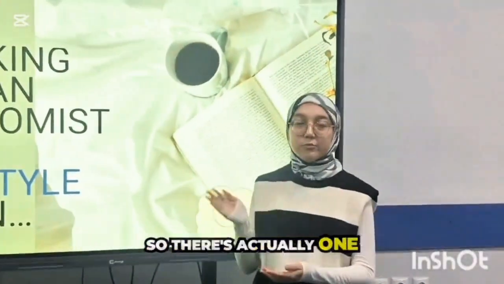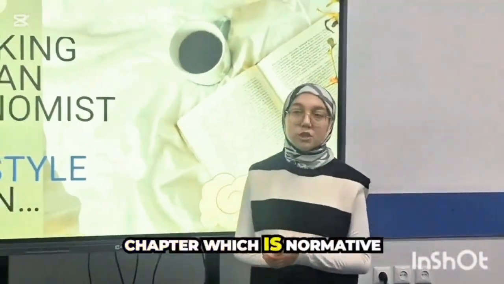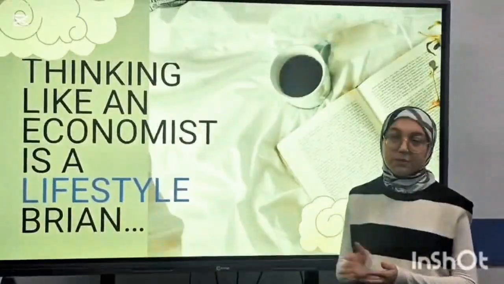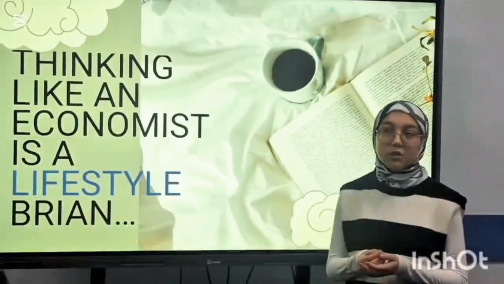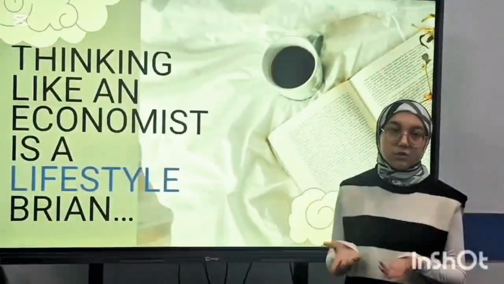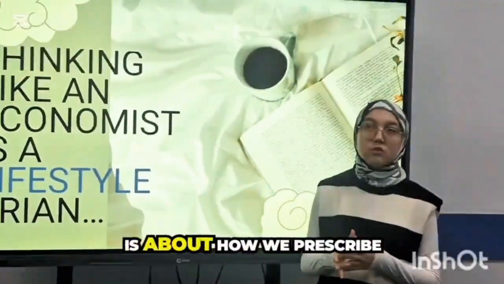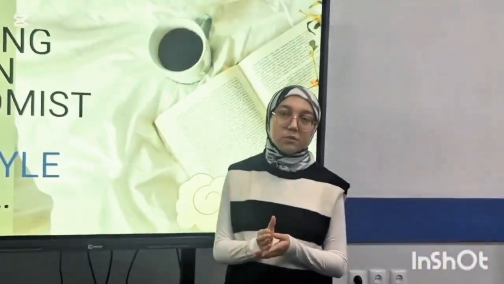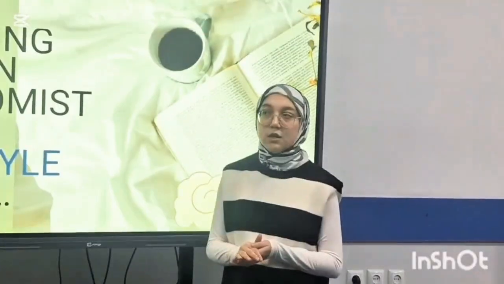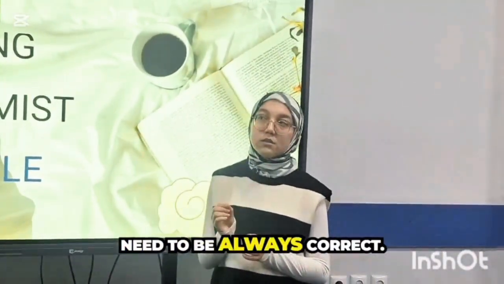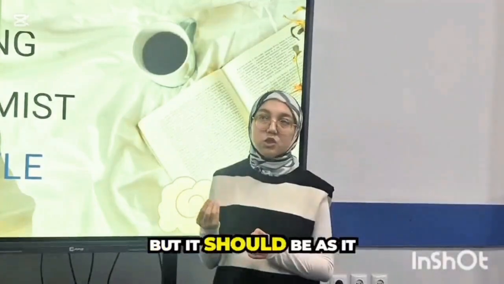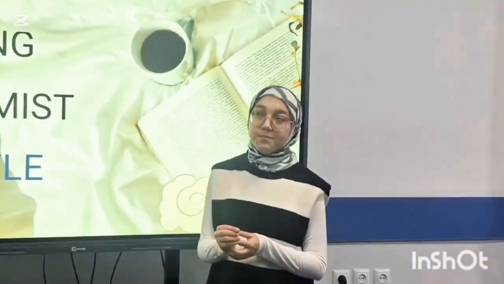So there's actually one more subtopic in this chapter, which is normative and positive statements. A positive statement describes the world as it is. So it's basically how the world works. And a normative statement is about how we prescribe the world should be. A positive statement doesn't always need to be correct. It can be wrong, but it should describe things as they are.